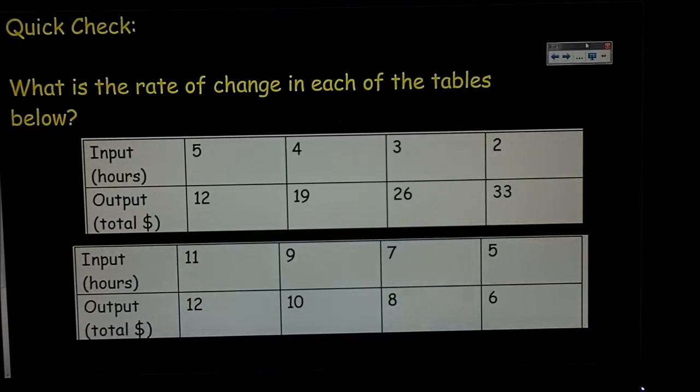For a quick check, or your turn, I have two tables on your page. Now first of all, I want you to notice they do look different. Instead of being two vertical columns, this has two horizontal rows, but things are still the same. The inputs are the top row, the outputs are the bottom row. I'm going to watch the timer on my camera, and in 10 seconds I'm going to go over the answers. So please pause the video and give these a try.